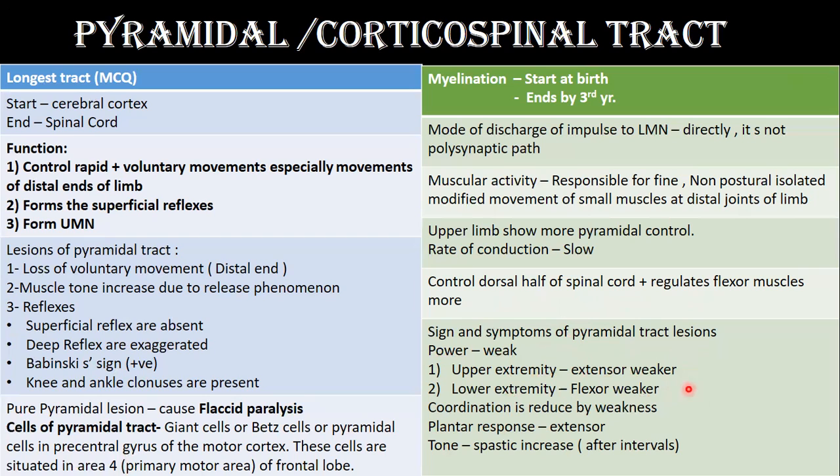MCQ, remember this. When we talk about the extrapyramidal tract, all these things get opposite. So first you need to know that the extensors are weaker in the upper extremities, and the flexors are weaker in the lower extremity, when we talk about the pyramidal or corticospinal tract. Then coordination is reduced by the weakness. We say that the weakness is present over here. Plantar response is extensor and the tone is spastic, and it is basically increased at regular intervals of time.